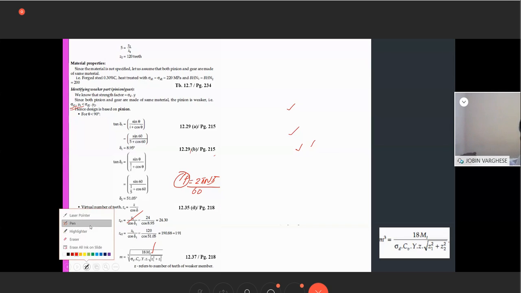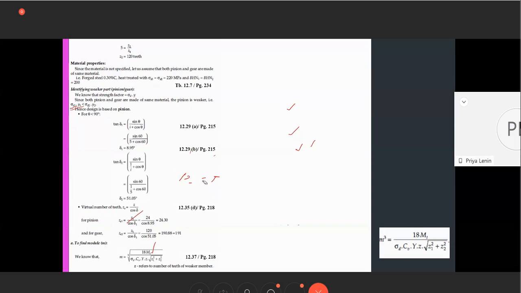Okay, sir. A student has asked, can we select any material from the table? Yeah, I understood. We can select, but the forged gears will be better in this case. When it is heat treated, it has to transfer large power, so it should be hard enough, and the forged method gives more power. That's why we have taken it. Doesn't matter, we don't have to select any other.